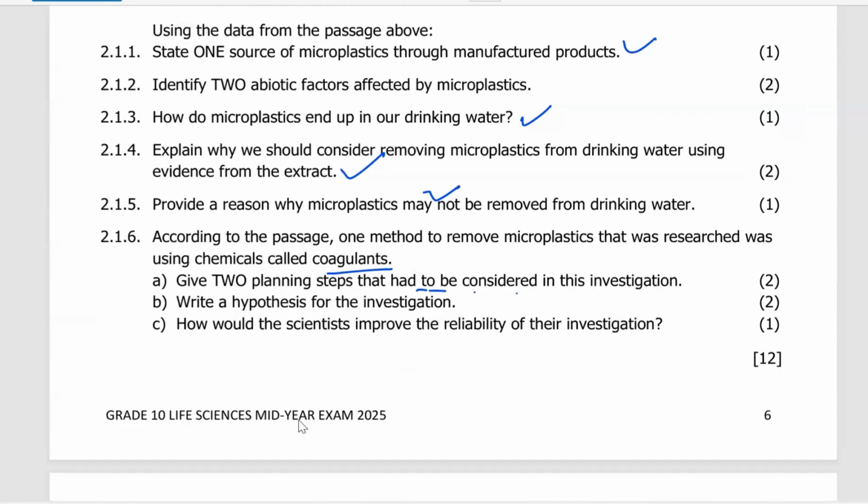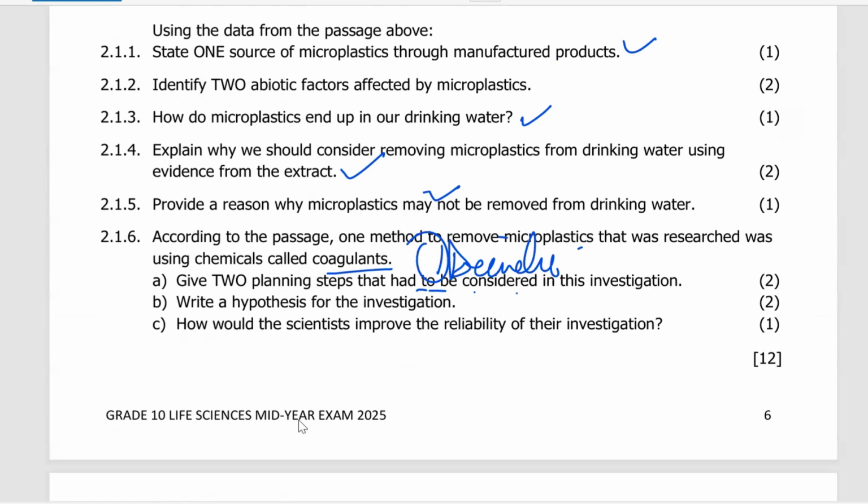When you talk about planning steps, basically before you do this, you have to decide how much sample you're going to use. Don't say choose, say decide. After deciding, you choose, because when you are choosing you are specifically doing the experiment. So you decide which sample size you are going to use, which type of coagulant, which apparatus. All this, decide. We must see the word decide. Whenever you're talking about this planning stage, it's better to add the word decide.